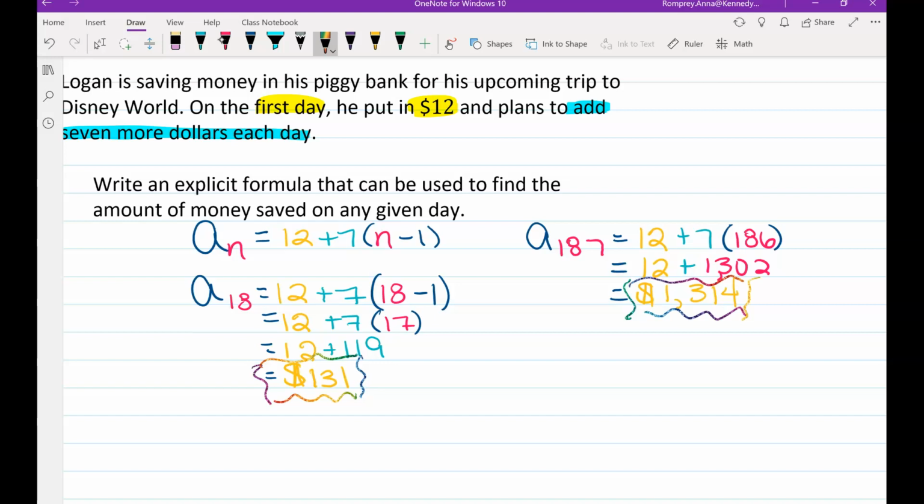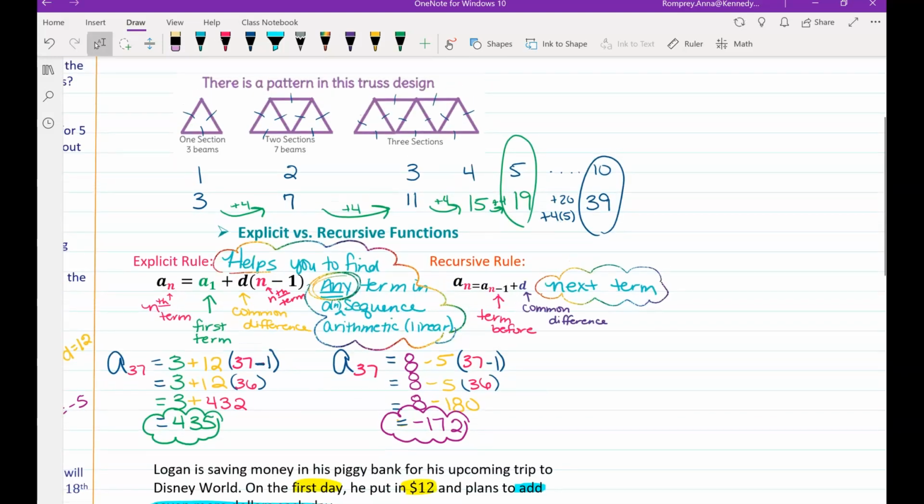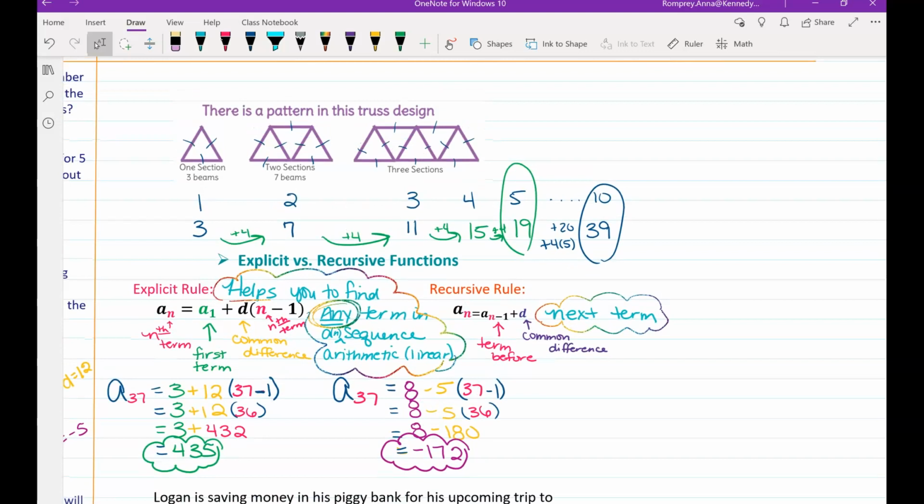Cool? So let's retrace. Explicit rules help us to find any term of the sequence. Recursive rules only help us to find the next term. So not something that we will use often, however, we do want to make ourselves familiar with these two formats.